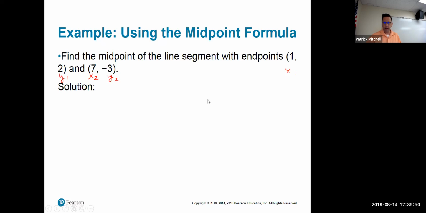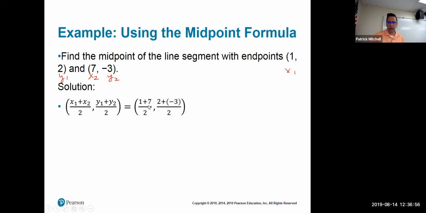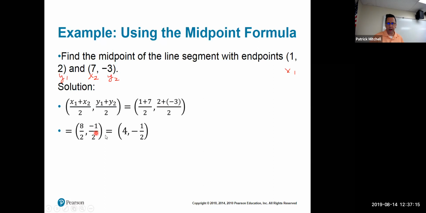All right, so there's the formula. I'm replacing x1 with 1, x2 with 7, and then y1 with 2, y2 with -3. 1 plus 7 is 8. 8 divided by 2 is 4. 2 plus -3 is -1, and -1 divided by 2 is just -1/2. And that's the midpoint formula.